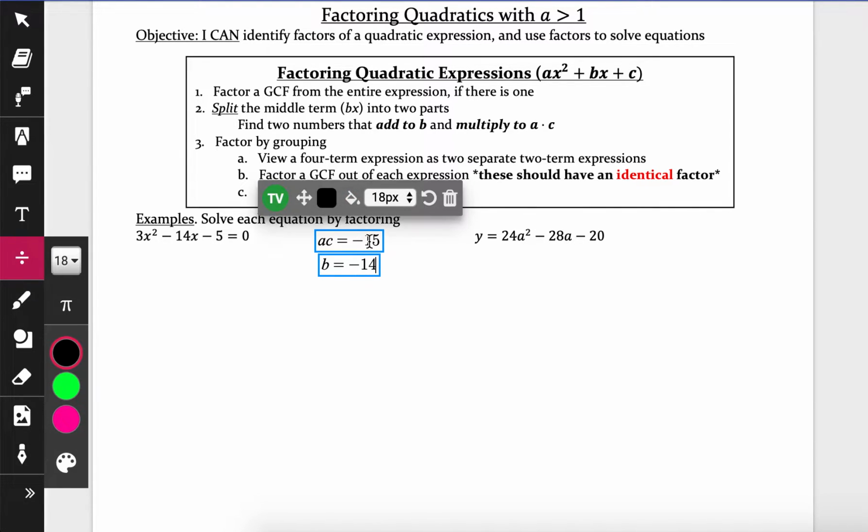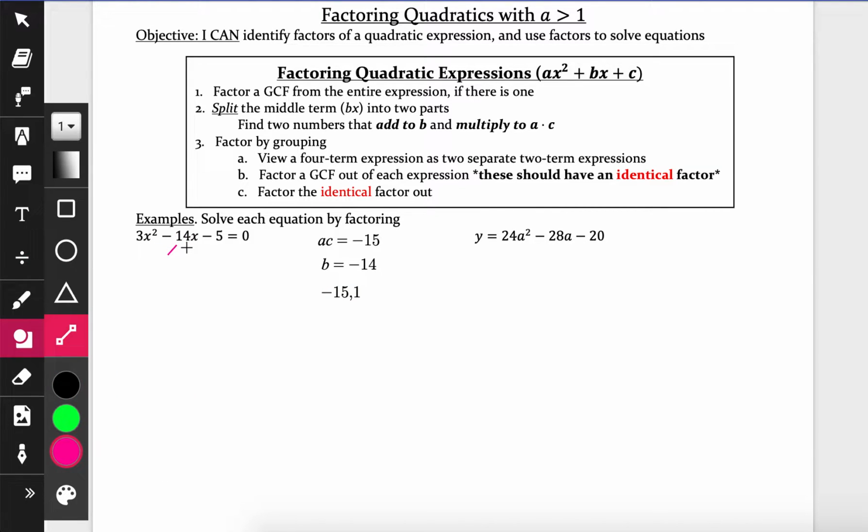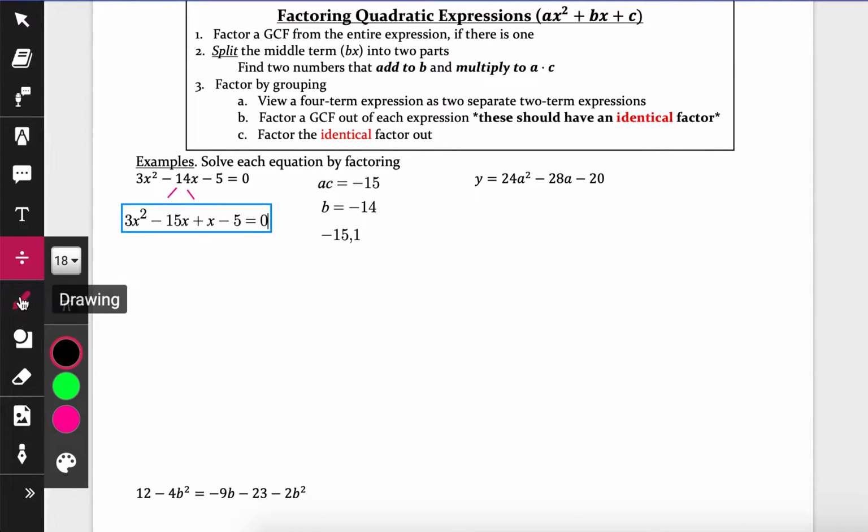So we start running through our list of numbers that multiply to negative 15, like negative 1 and 15, negative 3 and 5, 3 and negative 5, numbers like that, until we notice that negative 15 and positive 1 are the two numbers that multiply to negative 15 and also add to negative 14. So that tells us that we want to split this negative 14 up into those two parts. So we have 3x squared, and we want to split this up into negative 15x plus 1x. And so we've split that middle term up appropriately in a way that will allow us to factor by grouping.